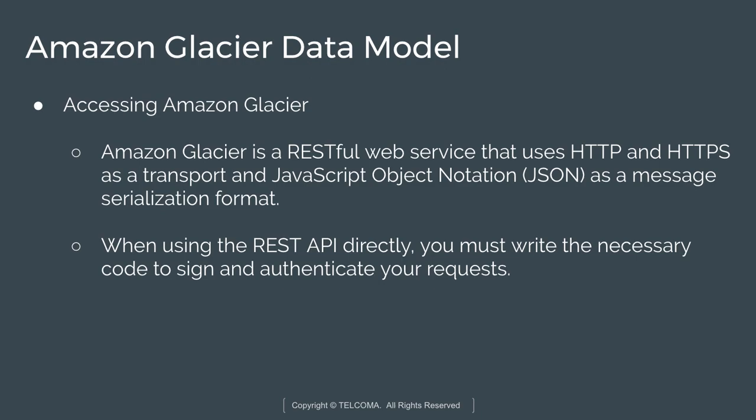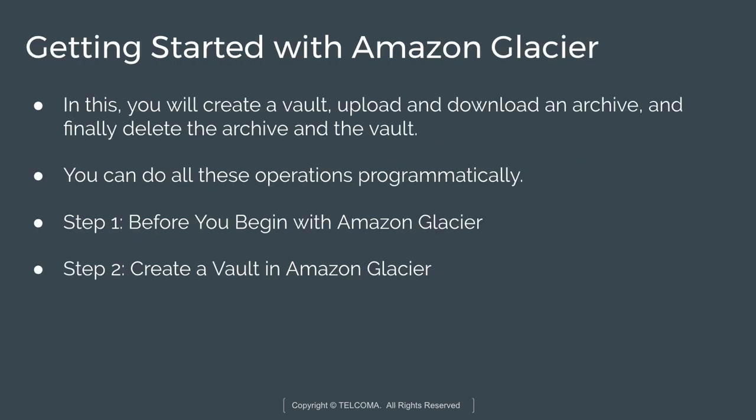How do we get started with Amazon Glacier? So to get started with Amazon Glacier, we need to create a vault in Amazon Glacier. So sign in with an AWS account, then we need to download SDKs. A vault is basically a container in which we can store our archives. So we need to create a vault very first. So this is how we can get started with Amazon Glacier.